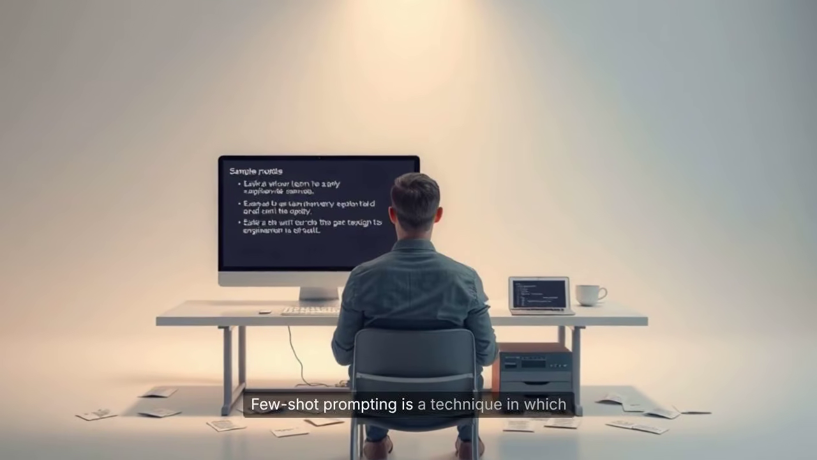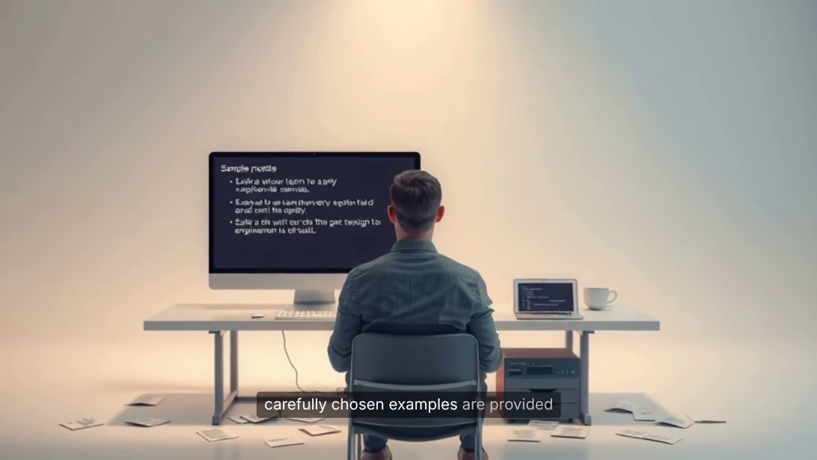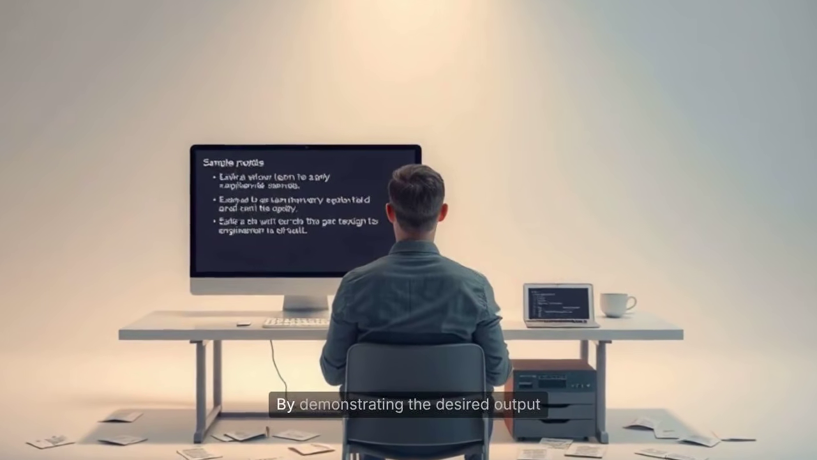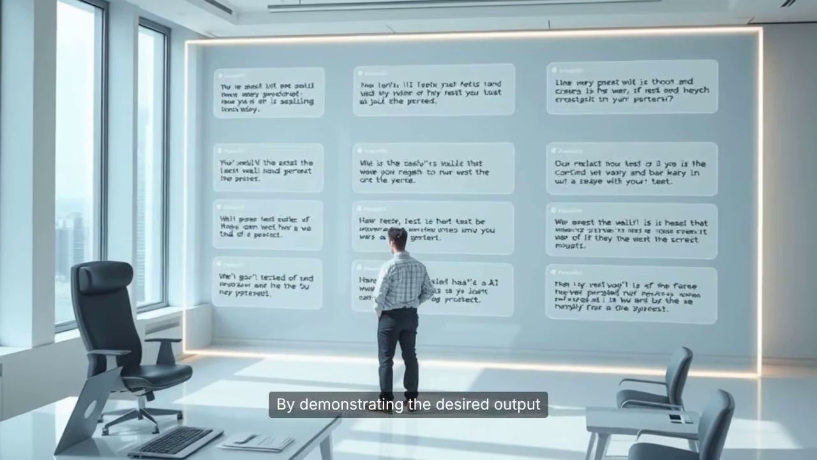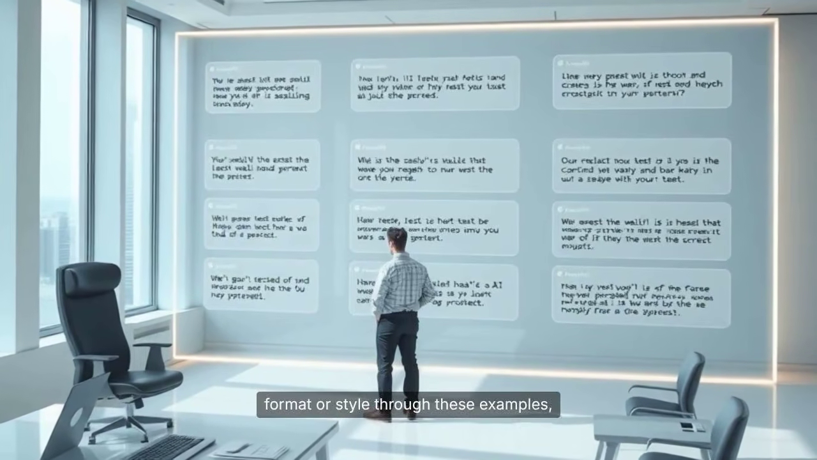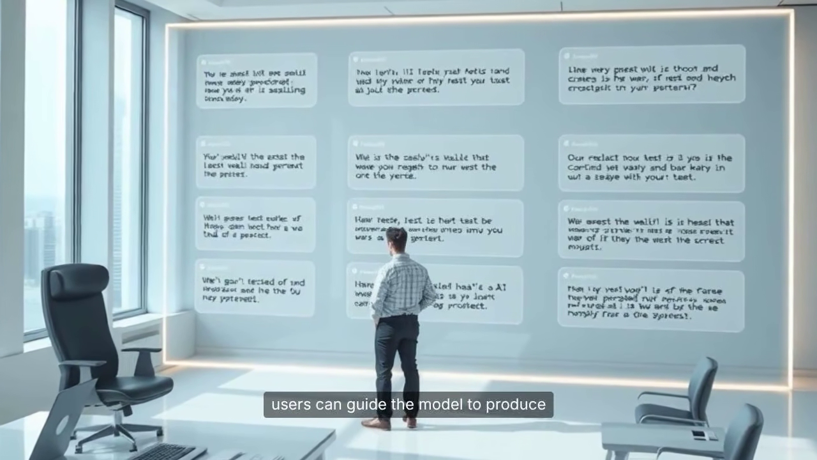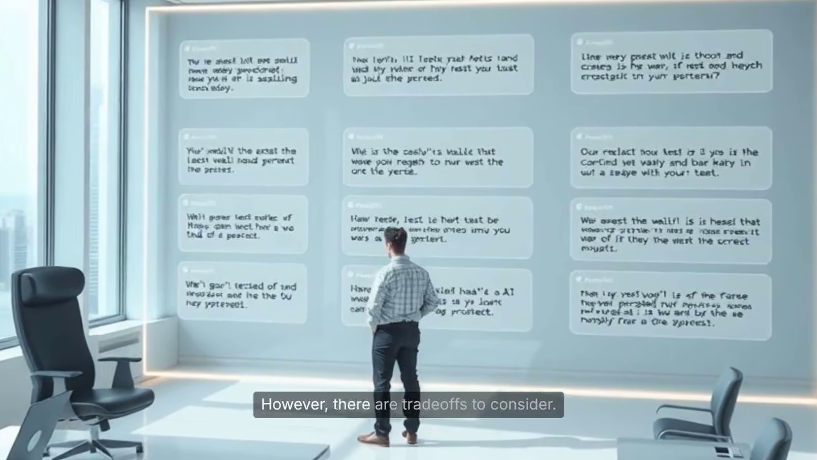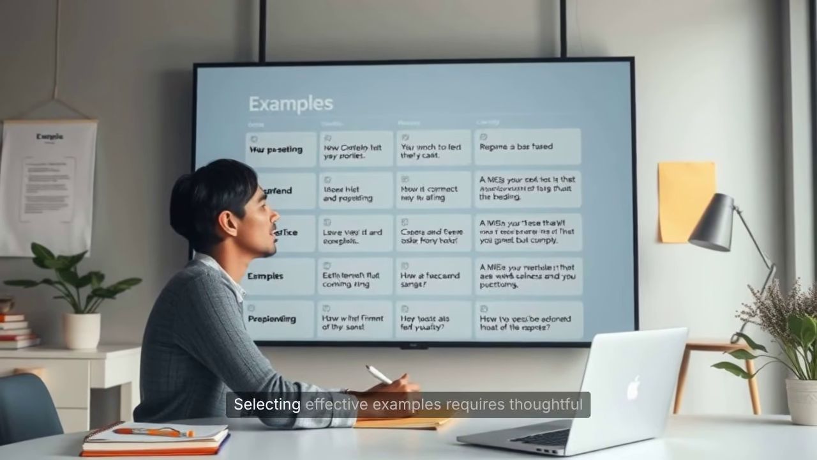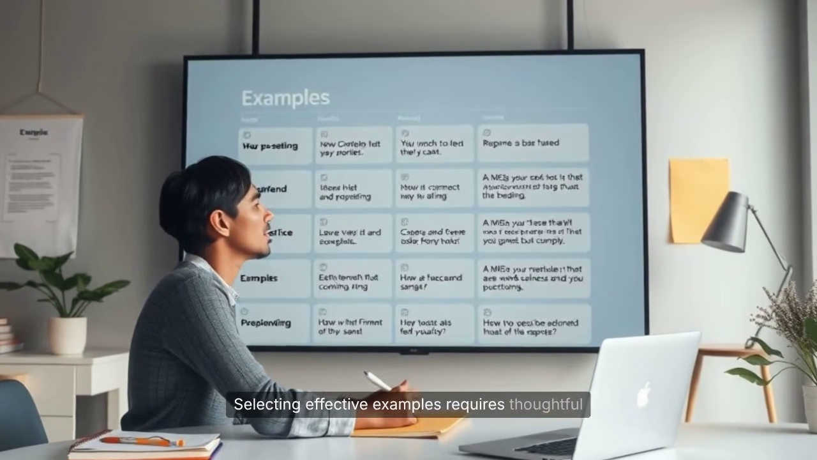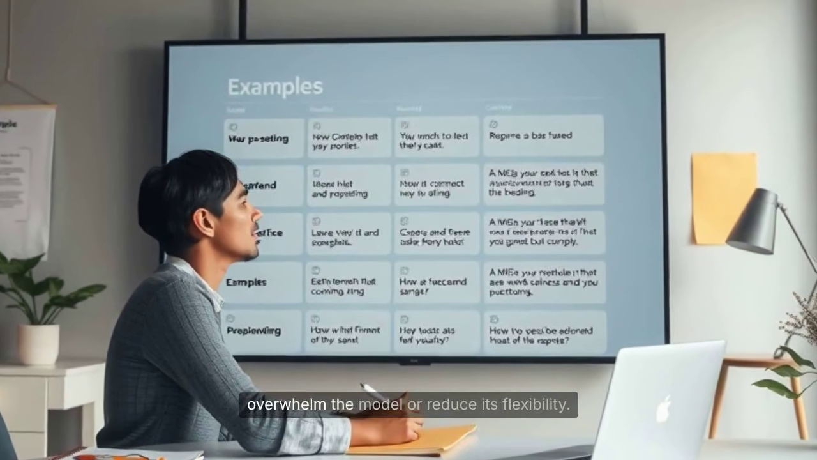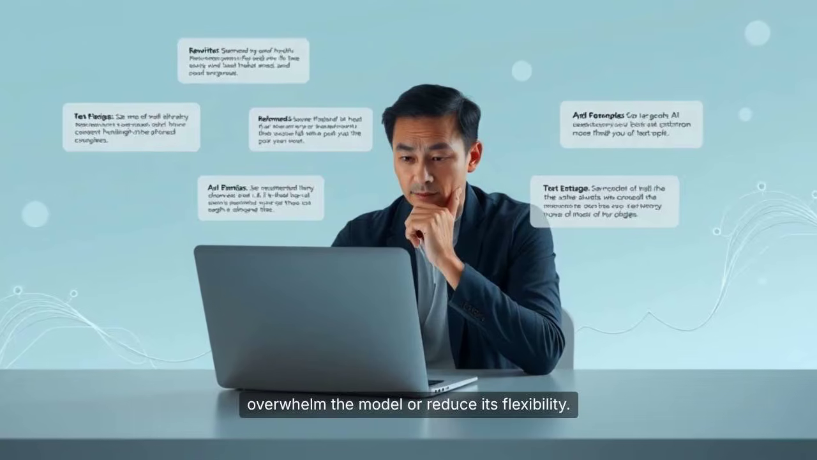Few-shot prompting is a technique in which carefully chosen examples are provided to an AI model to influence its responses. By demonstrating the desired output format or style through these examples, users can guide the model to produce more accurate or relevant results. However, there are trade-offs to consider. Selecting effective examples requires thoughtful curation, and too many examples can overwhelm the model or reduce its flexibility.